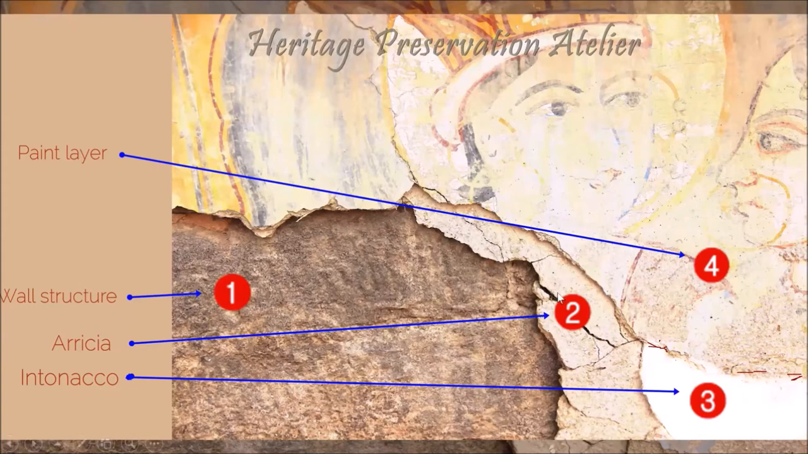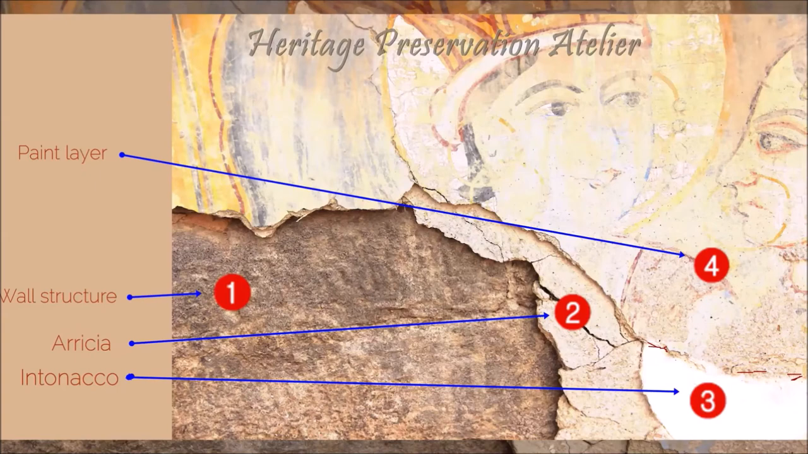So arriccio is the, here it is just one layer shown, but there are two of such. One is coarse and the other one is a little finer than the earlier one. And on the top of it, we have intonaco. They all basically have lime. All of these layers have lime, but the percentage of lime increases as we move towards the final layer.